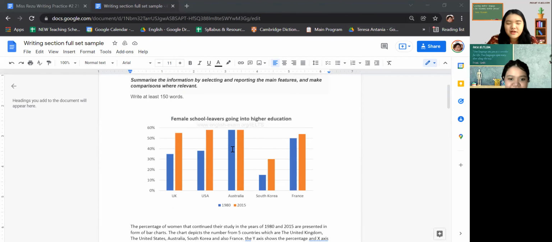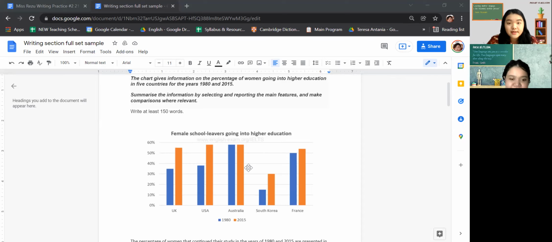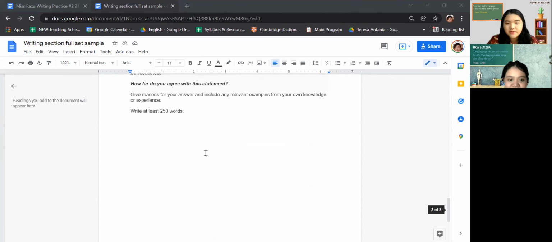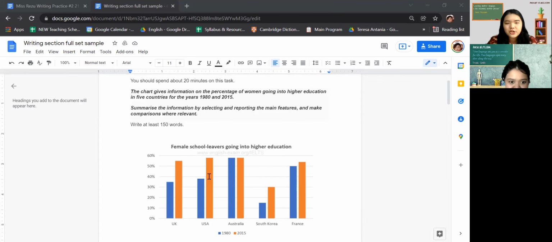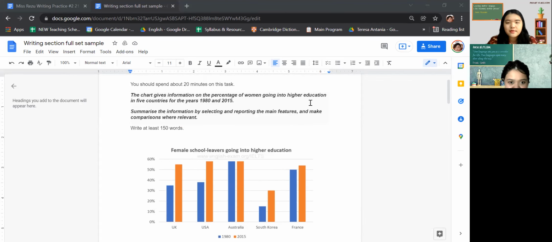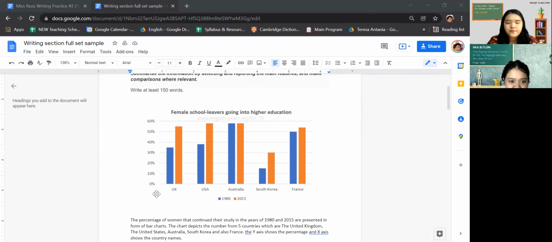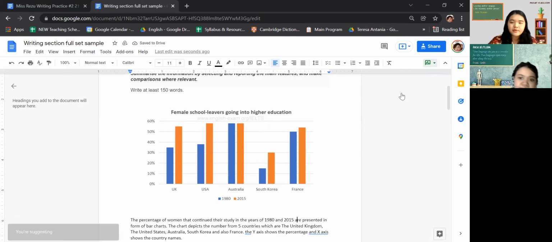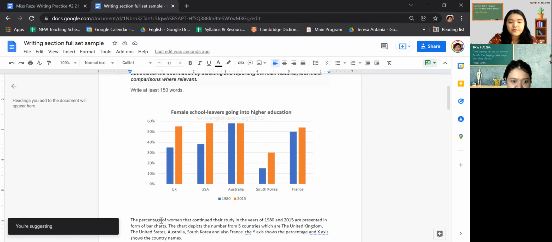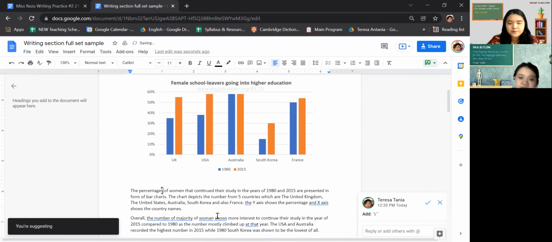Okay, so now we continue to the second part. We haven't done this one, but we're going to discuss it later. So for the bar chart, continue: "the study in the years of 1918 are presented. The percentages of women are" - agreement problem. Be careful with agreements. You tend to make lots of mistakes in them.